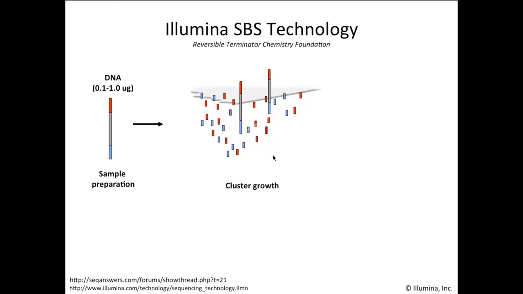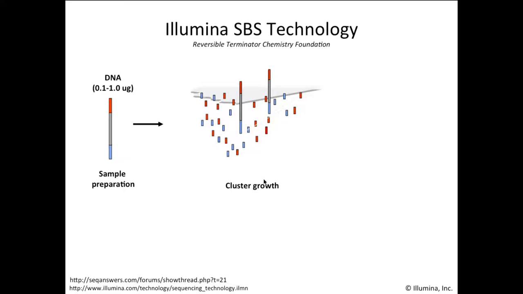Become attached to the slide, looking like this. Now, the goal of the technology is to get some signal out of each of these DNA fragments. You want to sequence each of these fragments. Each of these fragments by itself is not going to give you enough signal. So what the technology is doing is essentially to expand these DNA fragments in situ, at the same location. And the way that's done is by growing clusters.